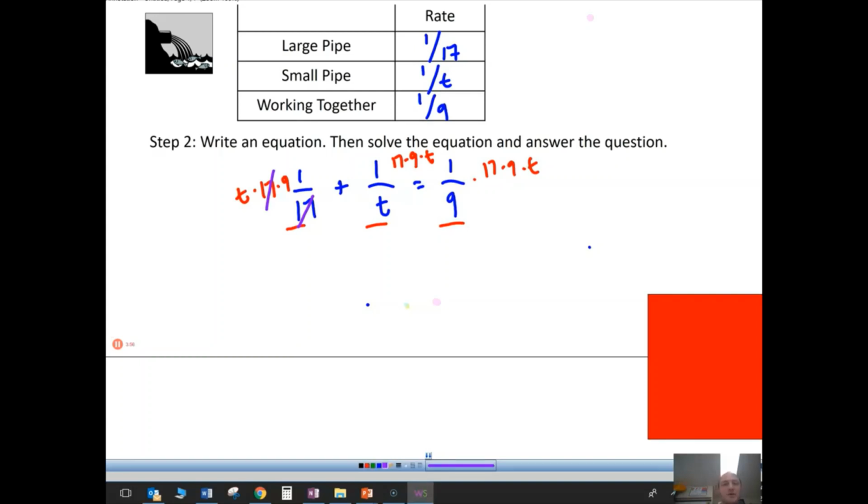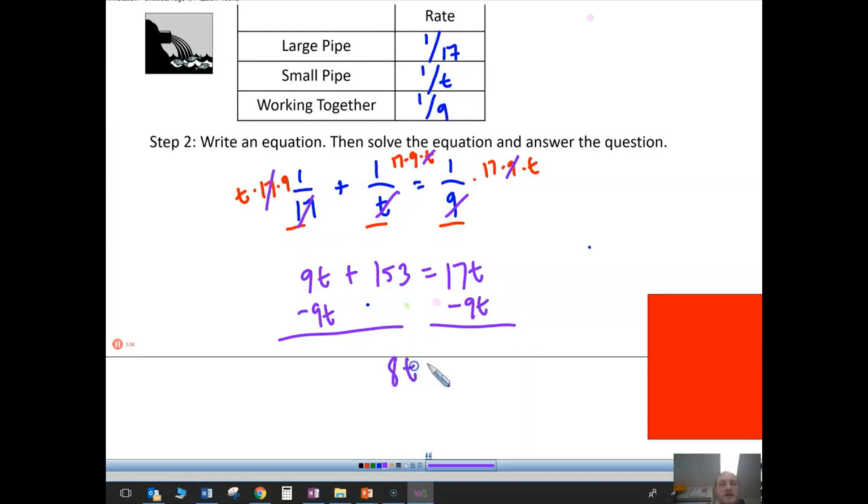All right, so then we have 9t plus, over here, t cancels, and we get 17 times 9. So 17 times 9 is going to give us 153, which is equal to, now I'm going to reduce the 9, and we have 17t. So I can solve for 17t by subtracting 9t on both sides. Okay, and we get 8t is equal to 153.